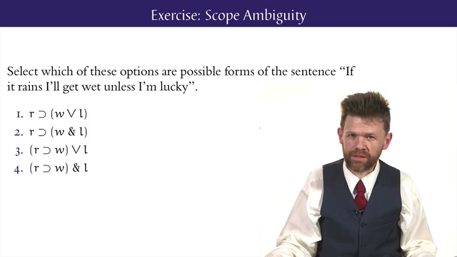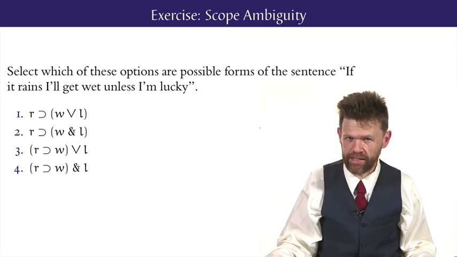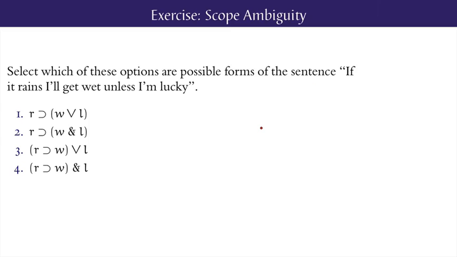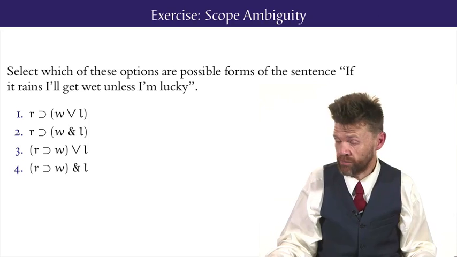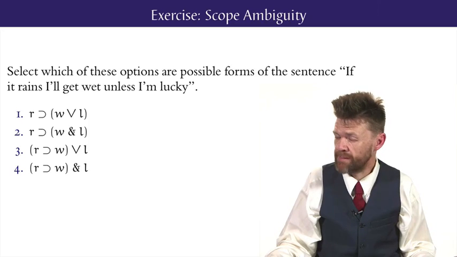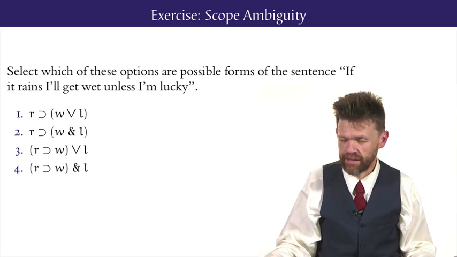So I want you to have a look at another example. Select which of these options are possible translations of the sentence that's here on your screen. How did you go? Did you think that there was only one way of translating that sentence, or is there more? And does that give you an insight into the kind of ambiguity that there is in the natural language?